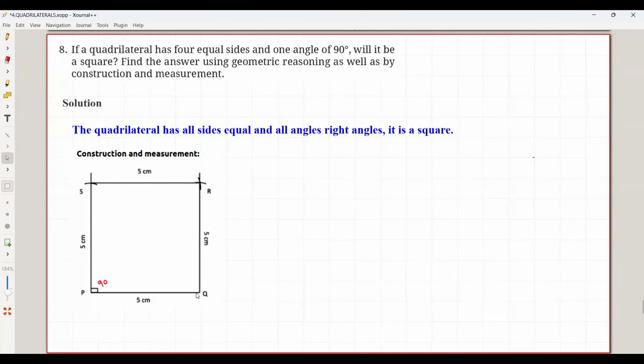I have taken 5 centimeters as the line segment. From P, draw a 90 degree angle. Take 5 centimeters in your compass and draw an arc. From Q, mark a 90 degree perpendicular line, take 5 centimeters and draw an arc. Now join S and R, and you will get a square. That is the construction part, I can do it.